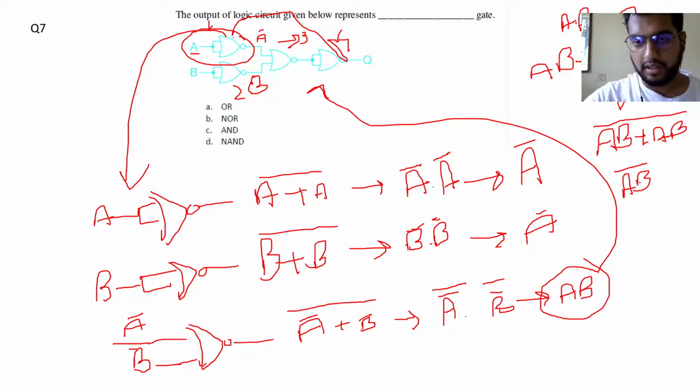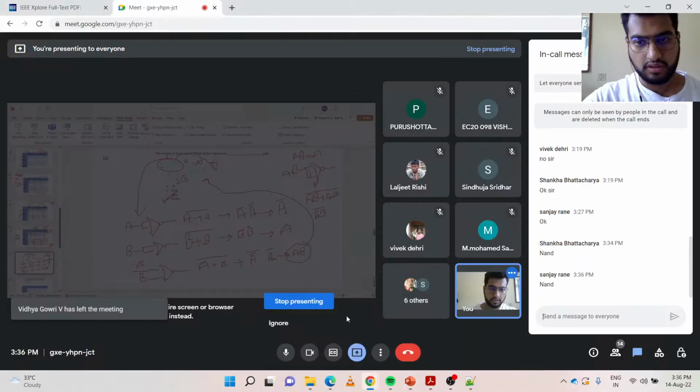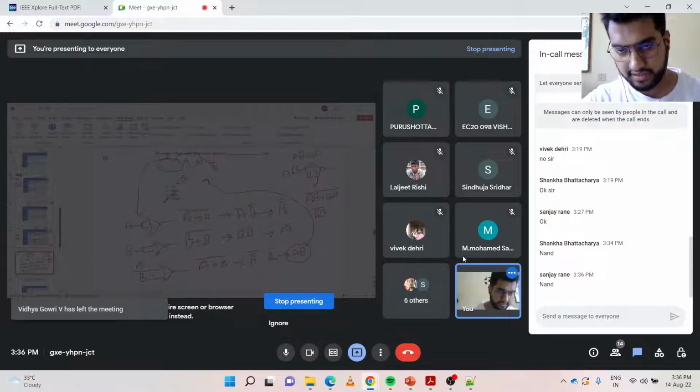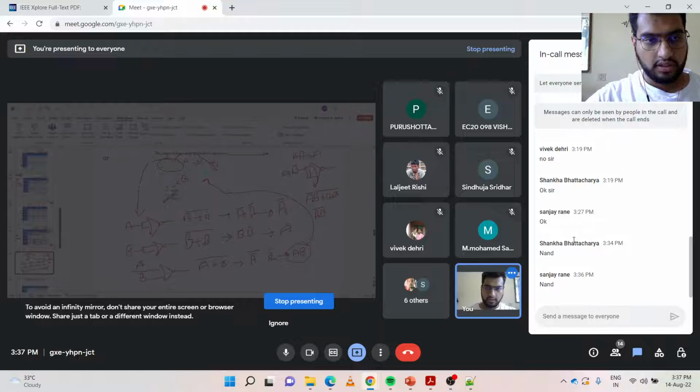So AB bar is which gate? It's the NAND gate. So the whole logic circuit represents the NAND gate. So option D is the correct option for question number 7. I can see some of you have typed in the correct answers. Are there any doubts regarding question number 7?